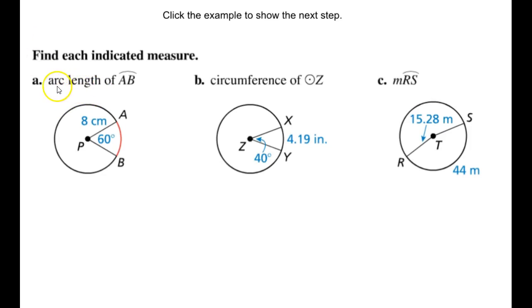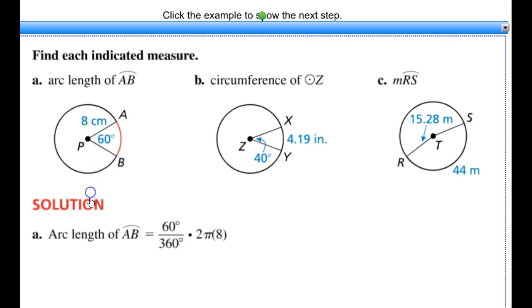I have an arc, and I'm trying to find the arc length of AB, this red piece right here. I know I'm going to find this over the whole thing equals this angle over 360. So I plug in the information that I know. The arc length over the entire circumference, which is 2 pi times 8, because I was told my radius was 8, equals 60 over 360. Then I multiply both sides by that circumference, and I find that this arc length is approximately 8.38 centimeters.